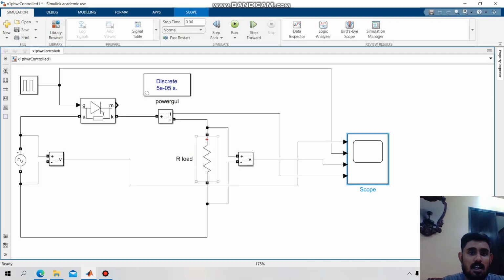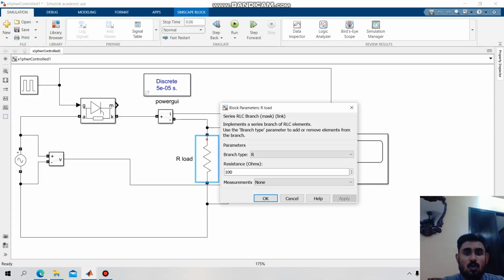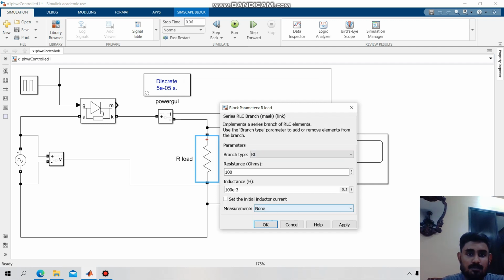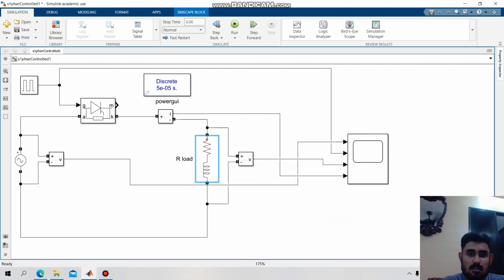You can see here the simulation result for our single phase half wave control rectifier. After that, we change the load to a resistor and inductor load, where the inductor we set to 10 exponent negative 3. So we try to run it.